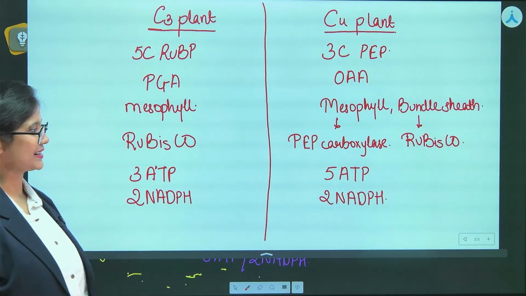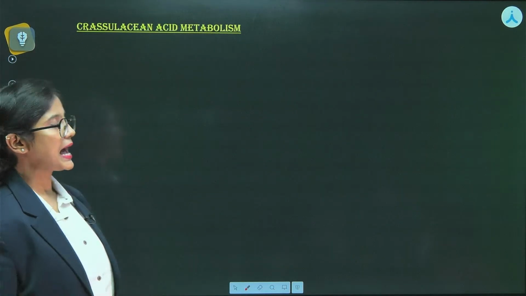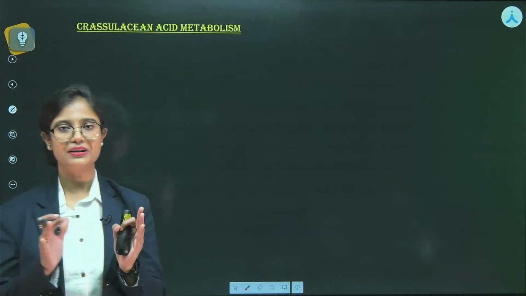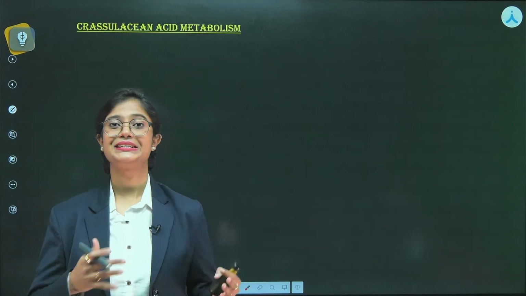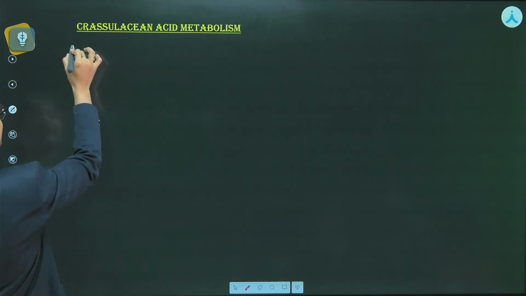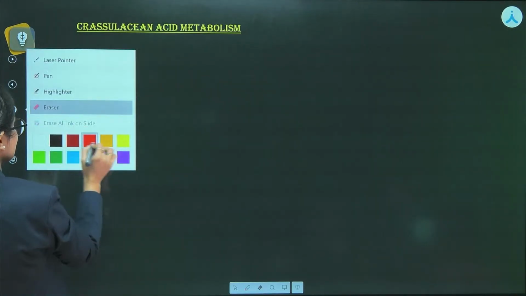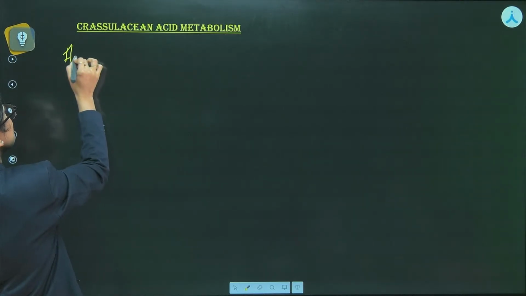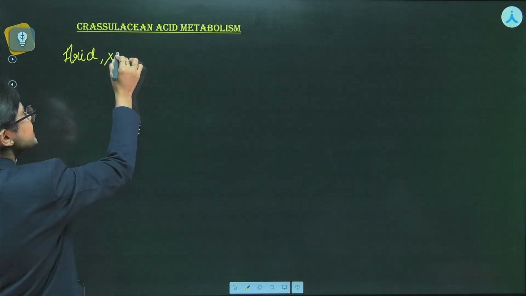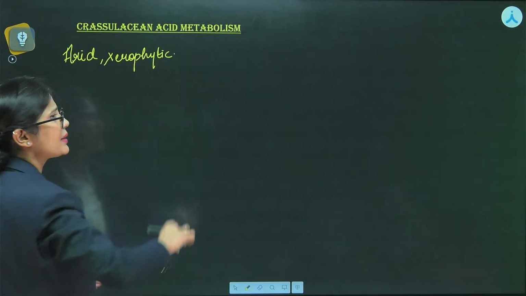Now let's move ahead. So this is crassulacean acid metabolism. ये NCERT में नहीं दिया है. I'm going to just give you the brief about the CAM pathway, that how it takes place. ये pathway उन plants में होता है जो कि arid region, or we can say this pathway takes place in the plant which are found in the arid region, or we can say the water scar condition or xerophytic condition में present होते हैं, जहाँ पे water है ही नहीं.